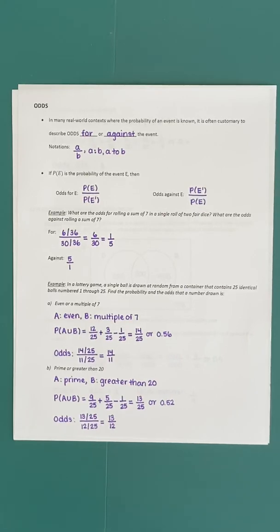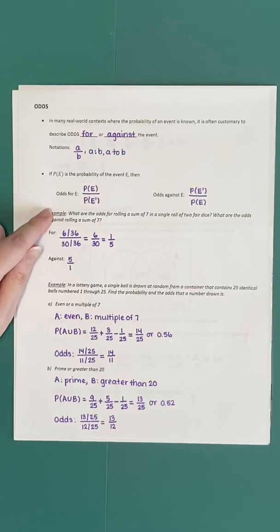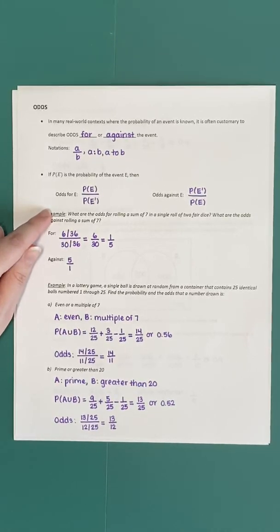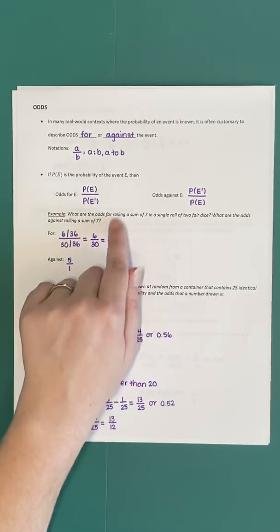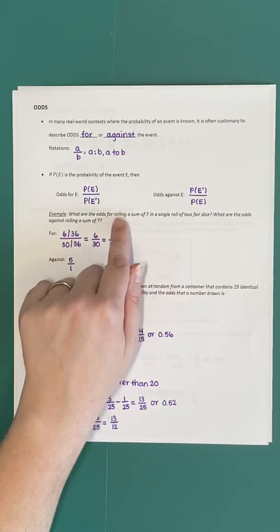So let's look at a couple examples. What are the odds for rolling a sum of 7 in a single roll of 2 fair dice? And then what are the odds against rolling a sum of 7? Well, we have to start with the probabilities. What's the event in question? The event in question is rolling a sum of 7.